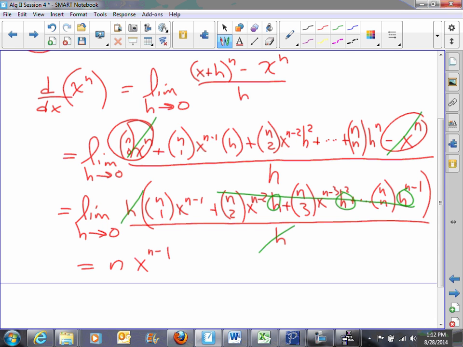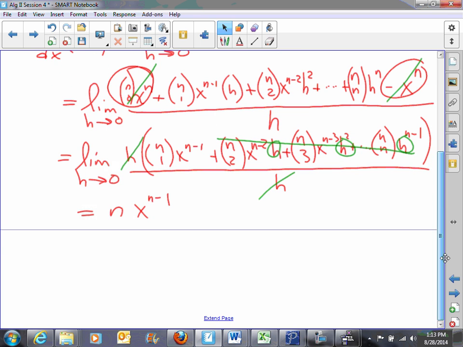So what we decide from this is that if we're taking the derivative of a power x to the n, then a shortcut is to say that it's going to be n times x raised to 1 power less than it was before. In other words, the derivative of x squared would be 2x to the 1. The derivative of x to the 5th would be 5x to the 4th, and so forth like this.